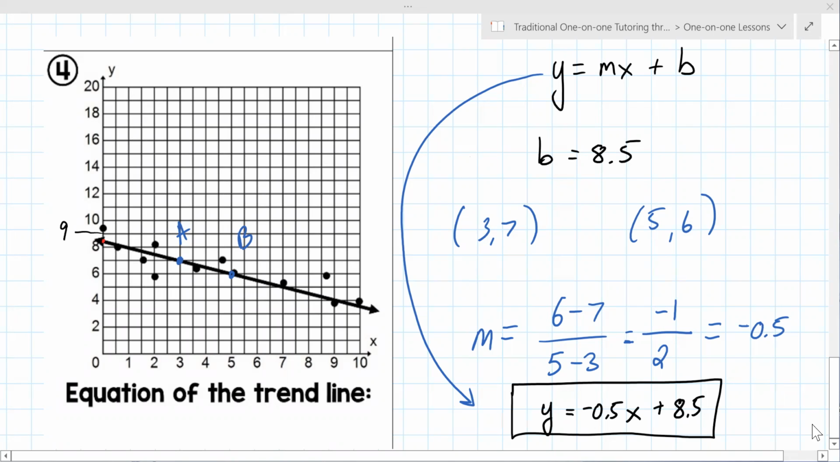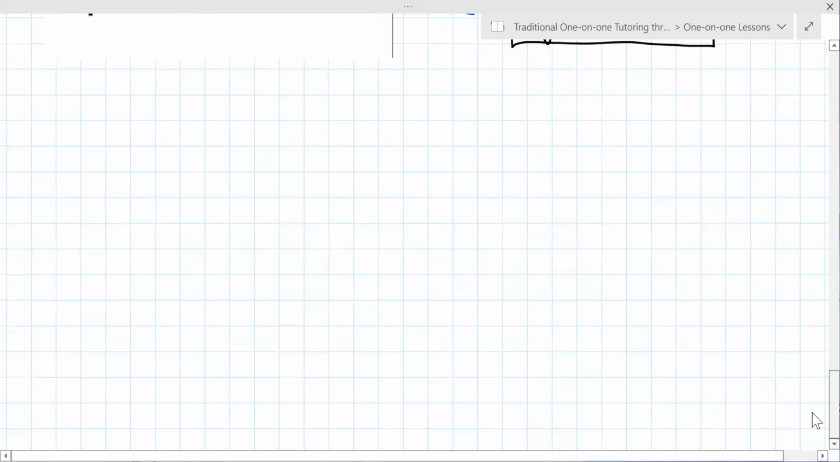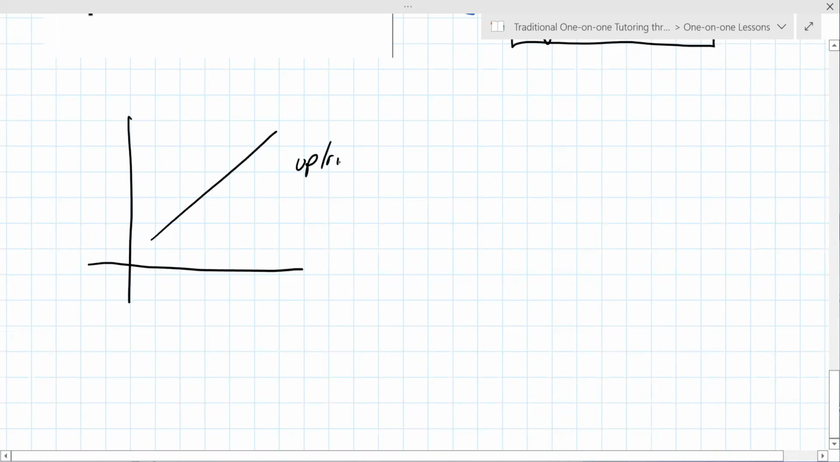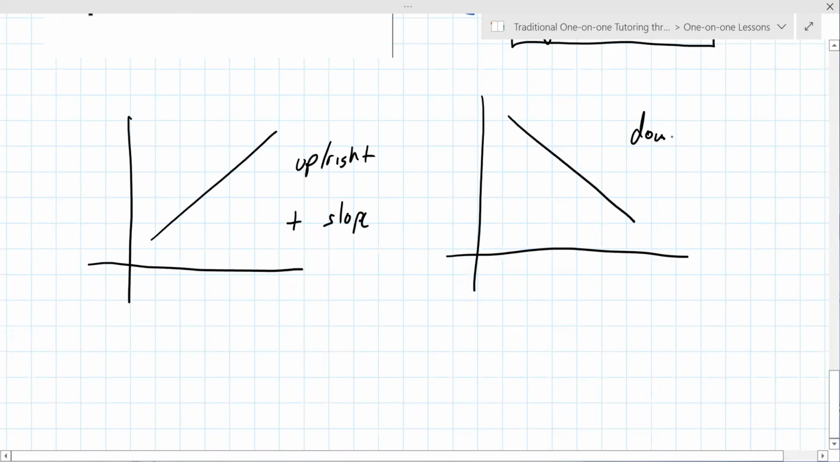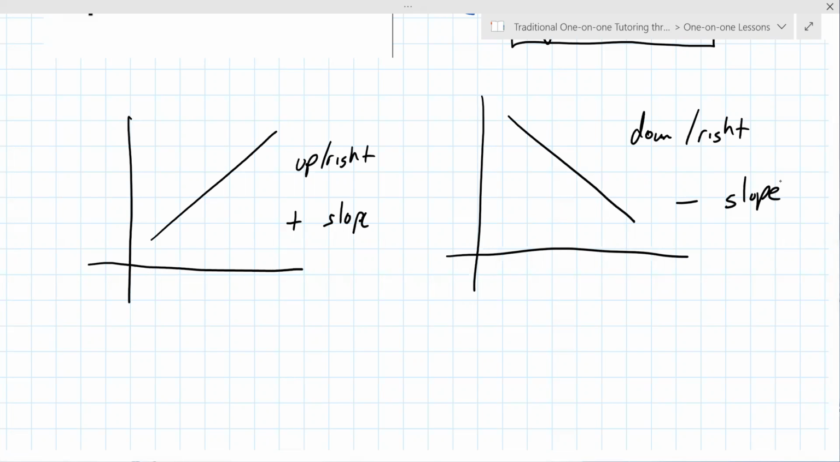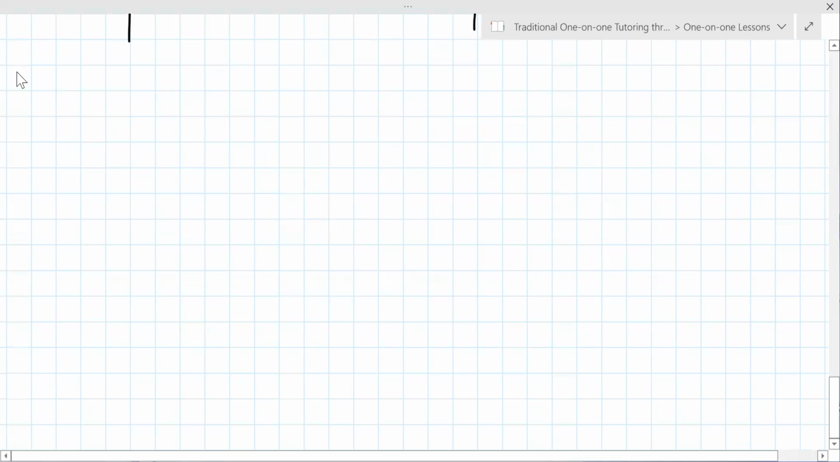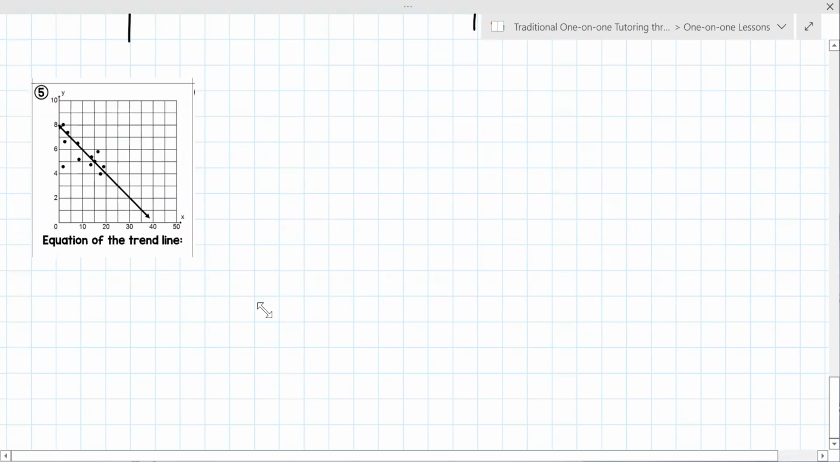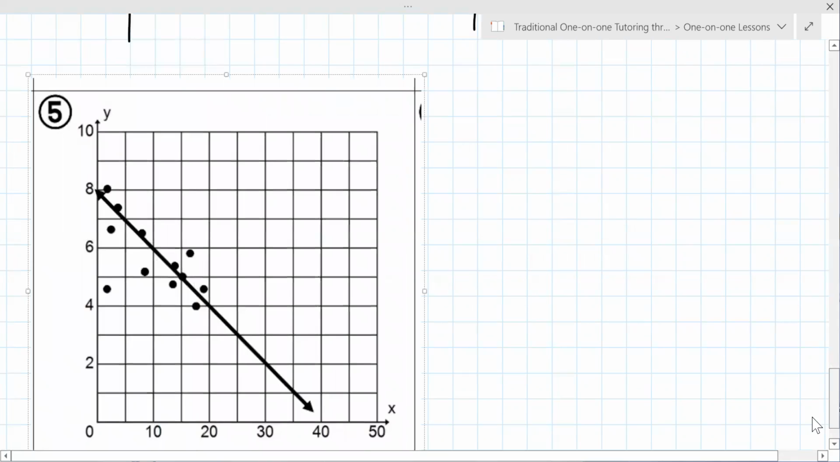Okay, so just to summarize, two quick things. If the line goes up and to the right, it always has positive slope. If the line goes down and to the right, it has negative slope. All right, so let's look at number 5. We will come back and do 3 next. Just want to make sure we get 2 positives and 2 negatives in here.